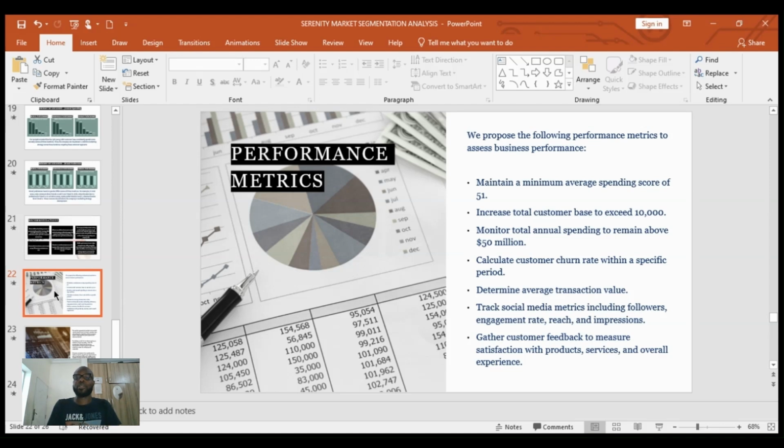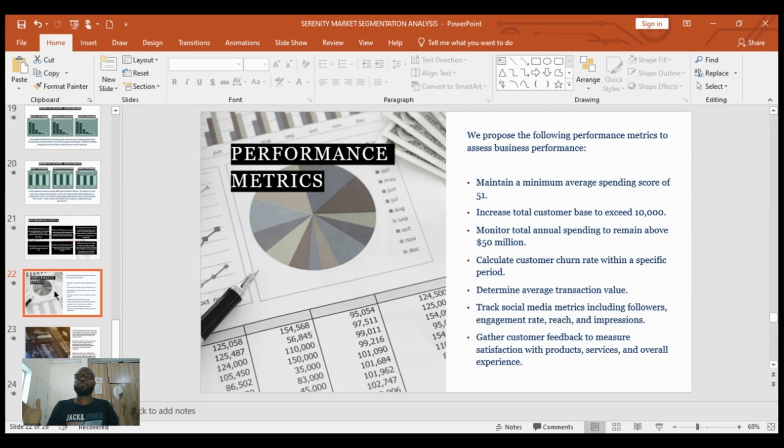And then secondly, the company should ensure that its total customer base does not fall below 10,000, which is where it is currently, but rather they should strive to improve that number. And then the company should monitor its annual spending to remain above 50 million. That is where it is currently. They should improve on that number.